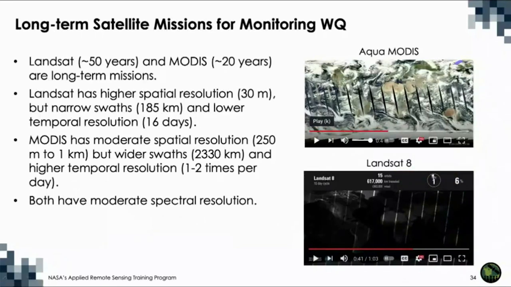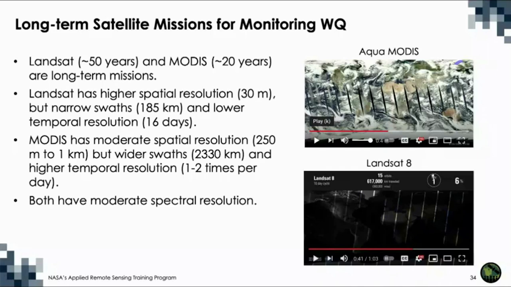For long-term monitoring, several current missions can be considered. Landsat 7 and 8 are available for 20 plus years, but the Landsat time series started in 1972, so actually these data are available for almost 50 years. Terra and Aqua MODIS also have about 20 years of time series. There are pros and cons of using data from these missions. Landsat has a high spatial resolution of 30 meters, but has narrow swaths, and as you can see, there are large observational gaps in between the orbits.